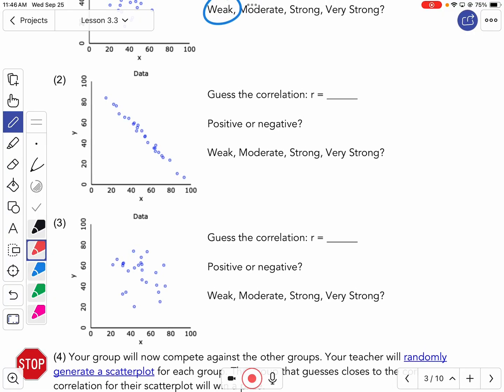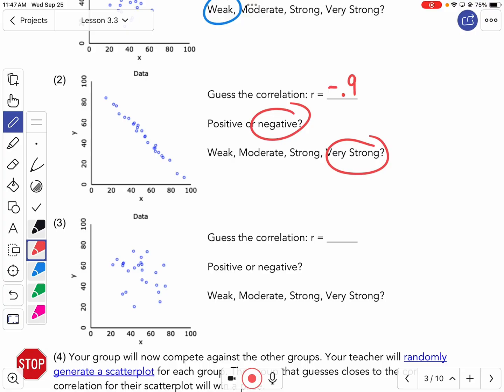Okay, what about this one? Positive or negative? Definitely negative. Weak or strong? Very strong. I'd say this one's very strong. Okay, so we know my correlation needs to be a negative. What decimal number might get me pretty close to -1? Yeah, I think 0.9 is a good guess. All right, we might could have even said 0.99, right? Because it looks pretty darn close to perfect. Okay, so just guessing.